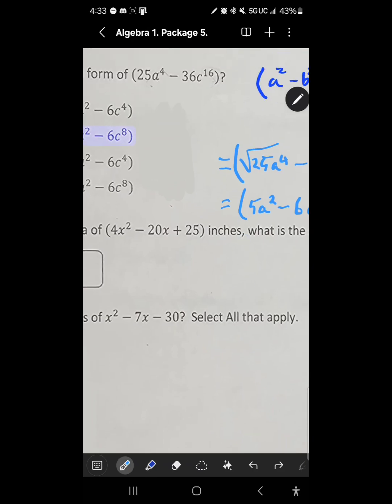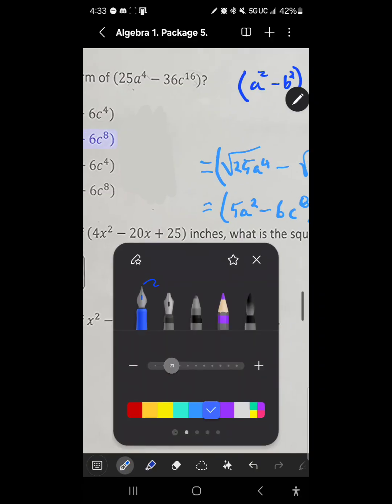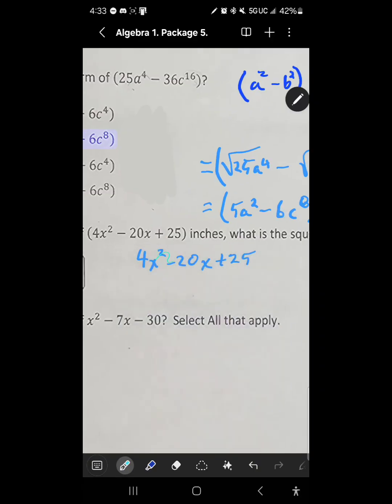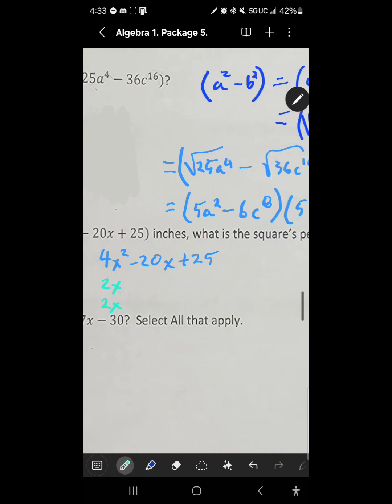We could do it in multiple ways, but since we are factoring, we're going to find the zeros here. So we have 4x squared minus 20x plus 25. Now, how do we factor this? I'm thinking two numbers that multiply to 4x squared, it could be 2x and 2x. I don't know if this is the answer, but we're gonna try.